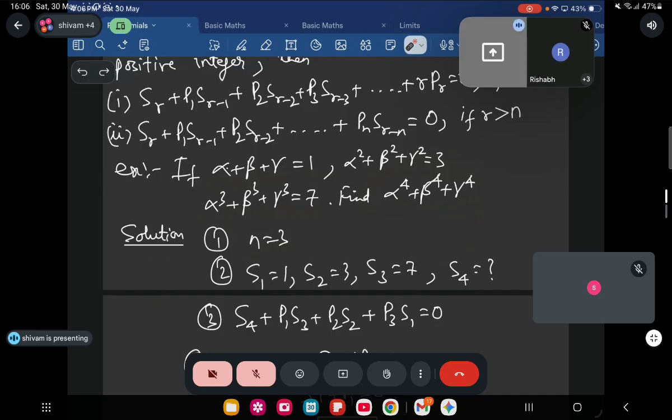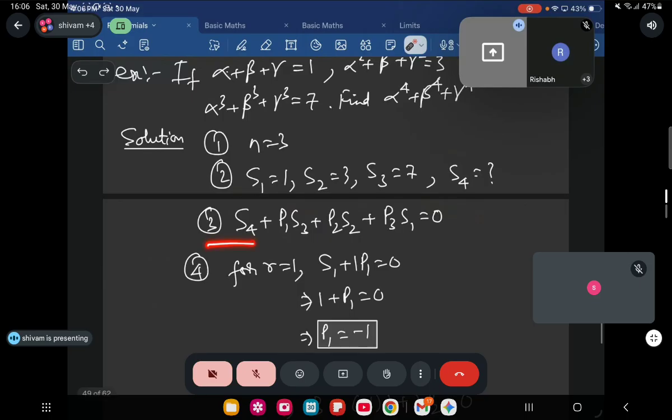I need to find out S4. So your first task is to write down the expression for S4. You'll get S4 plus P1 S3 plus P2 S2 plus P3 S1 equal to 0. Right. Tell me.